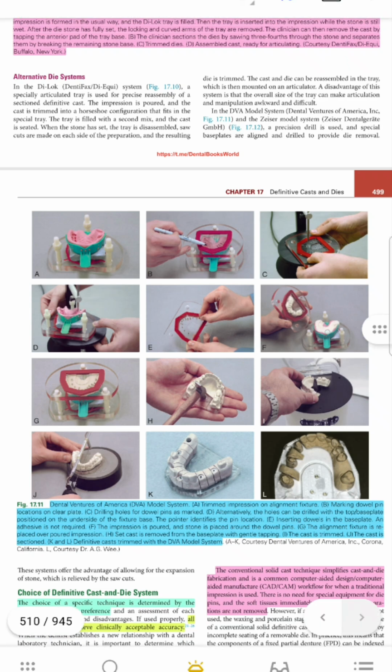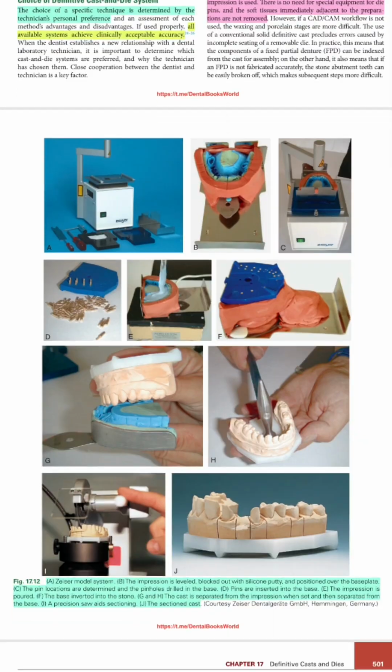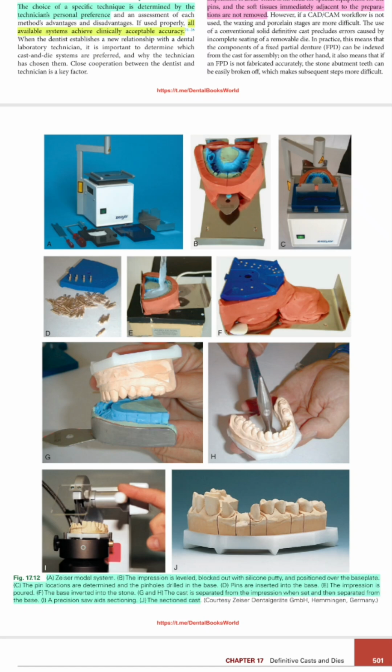The impression is poured and the stone is placed around the dowel pins. Then they are placed over the poured impression. When it sets, we remove the base plate and the cast is trimmed. Then it is sectioned. Another method is the Zeiser model system. The impression is leveled and blocked out with silicone putty and positioned over a base plate.